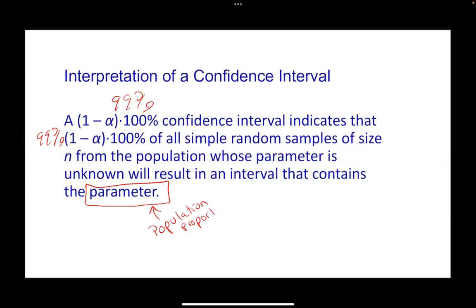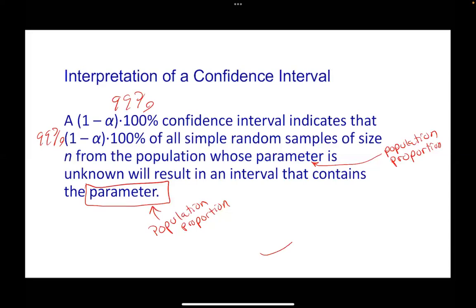I'm putting these words here because right now I'm assuming you guys are saying, what's a parameter? Why are we looking for a parameter? The parameter refers to something to do with the population. So let's read it this way. A 99% confidence interval indicates that 99% of all simple random samples of a certain size from a population whose population proportion is unknown will result in an interval that contains the parameter.